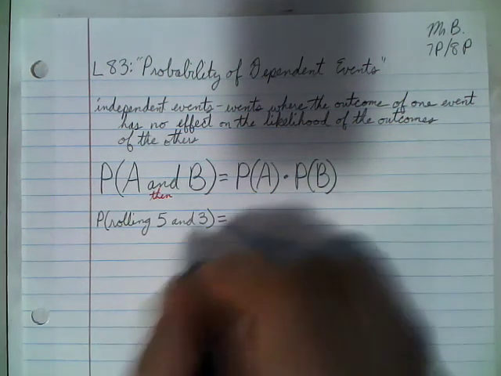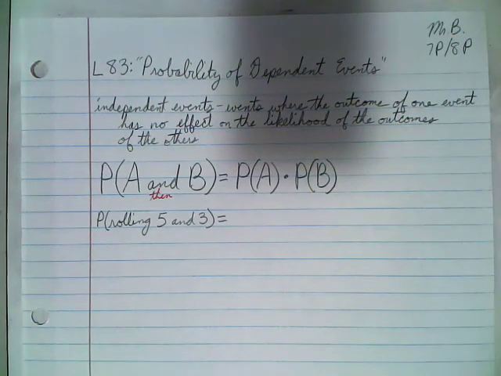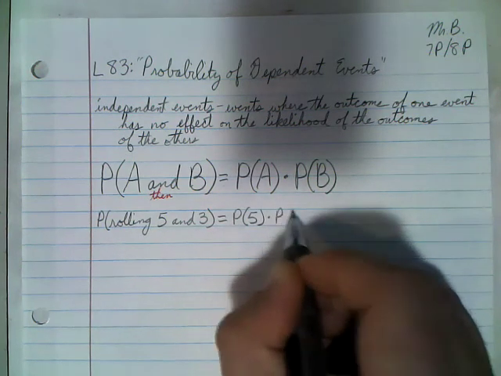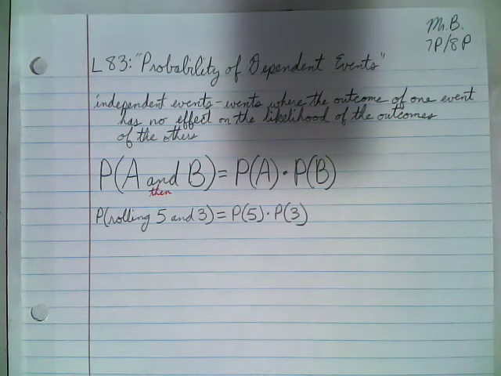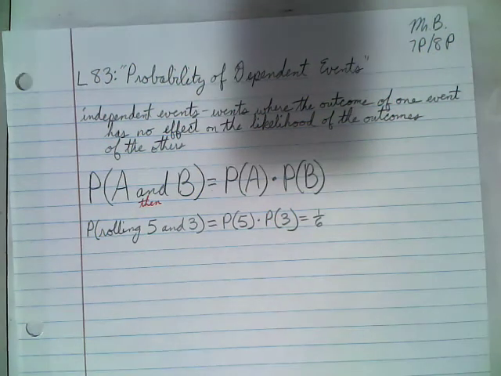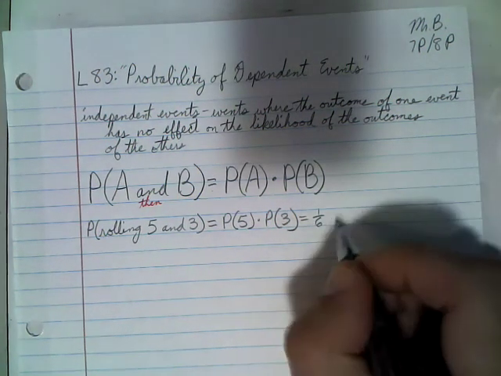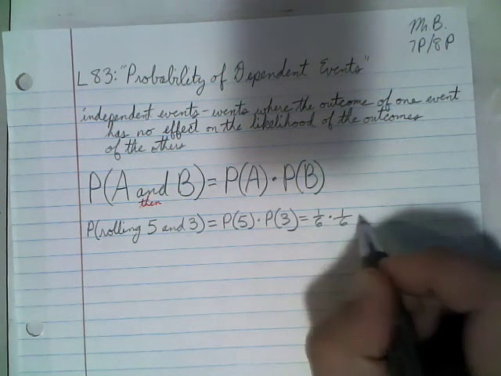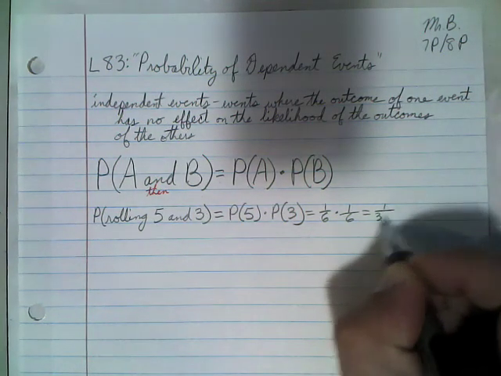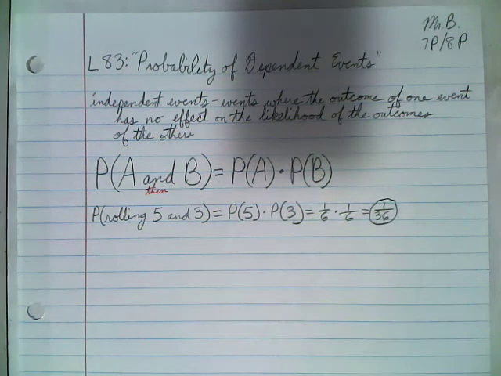Well, getting a 5 has no effect on whether or not I get a 3, on how likely it is to get a 3. So I can split this up into the probability of getting that 5 times the probability of getting that 3. Well, 5 is just one option out of 6. So the probability of getting a 5 is 1/6. Likewise, 3 is only one option out of 6 possible. So it also has a probability of 1/6, which means the probability then that I'm going to win the game on my next turn is 1/36. So it's possible. It's not likely. It'd probably be a big upset if I actually were to win the game on my next turn then.